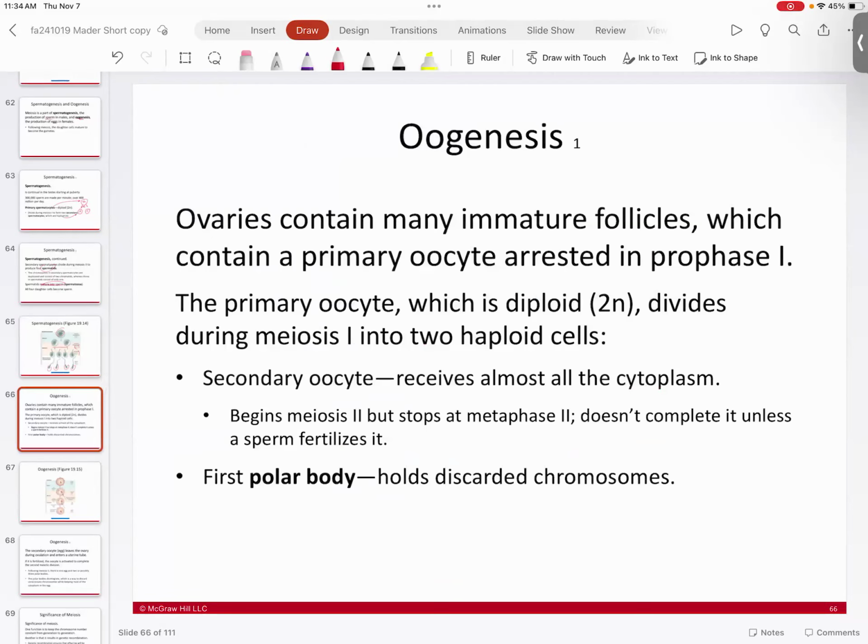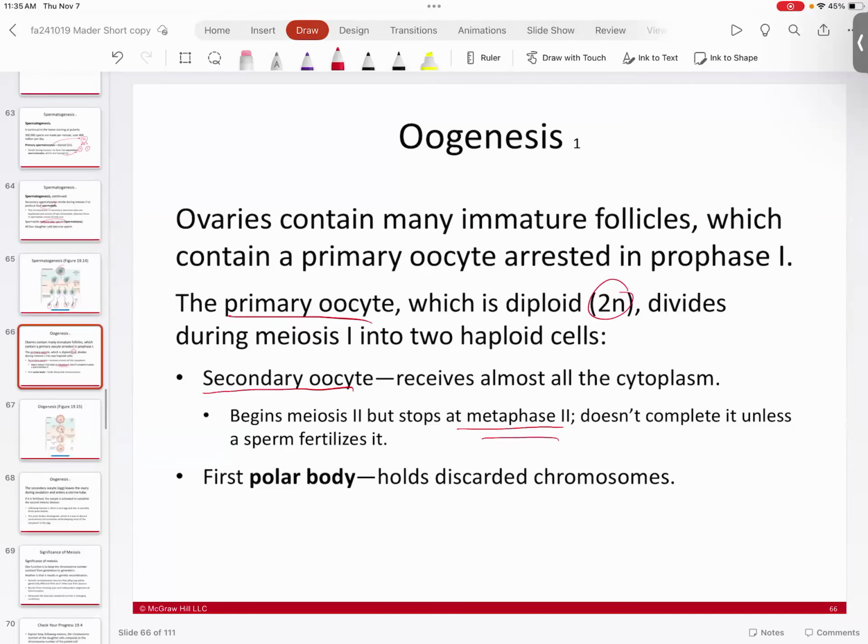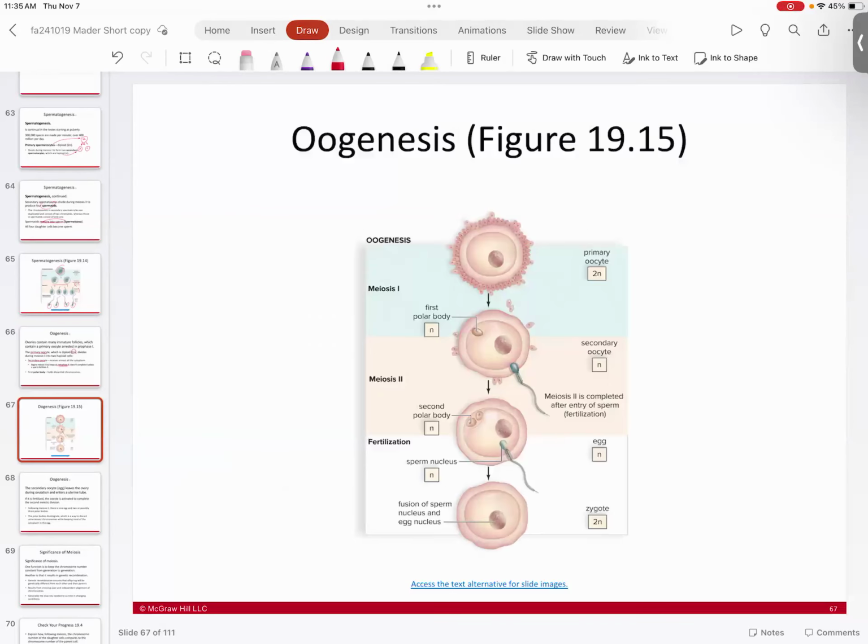In oogenesis, you have the same basic meiotic situation. In this case, you have a primary oocyte, which is diploid in nature, and it divides during meiosis 1 into 2 haploid cells, the secondary oocytes. And so this then becomes arrested in metaphase 2, and it doesn't complete that metaphase 2 unless the sperm fertilizes it. And so only one of these cells is chosen to be the egg. The other one becomes what's called a polar body. And so oftentimes we'll just kind of ignore it and it'll just fade away.